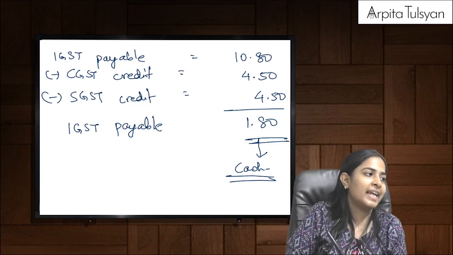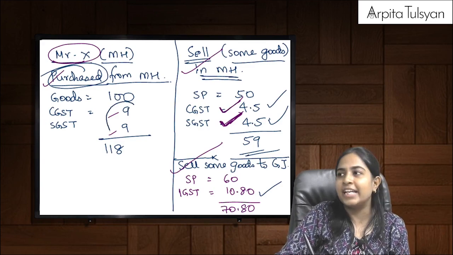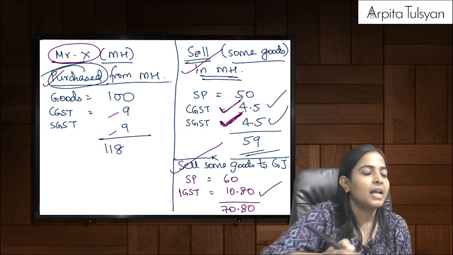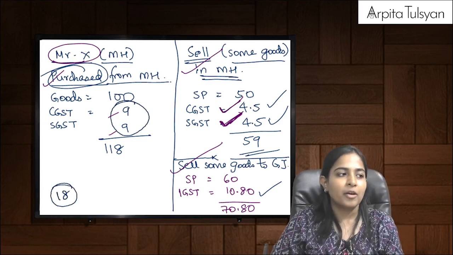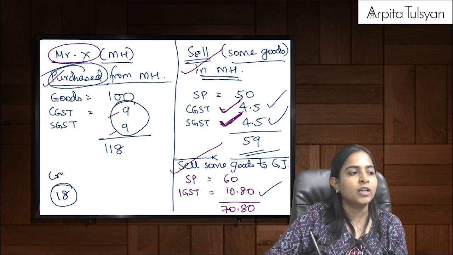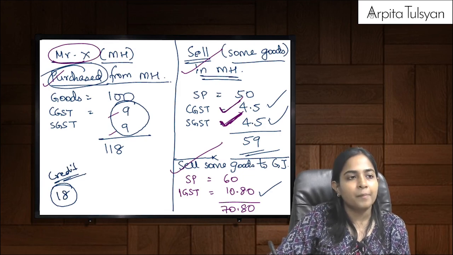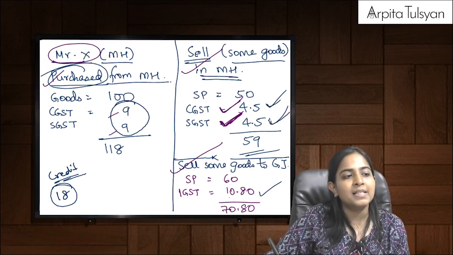So, can we say, everyone here, just try to understand, in short, shortcut I am telling you, earlier I had paid 18 rupees to the government. Now, this is the total credit available with me. Now, how much is more payable? 9, 4.5 plus 4.5, that is 9. 9 plus 10.8.